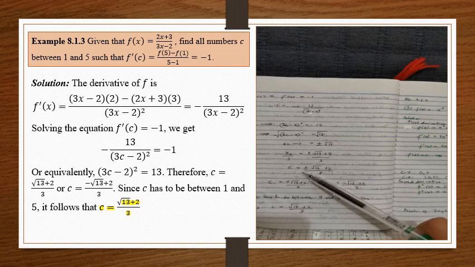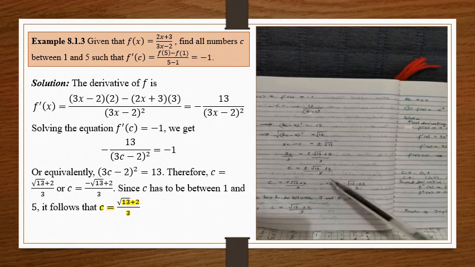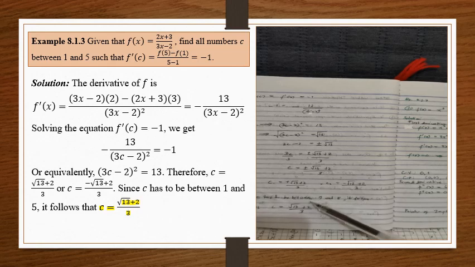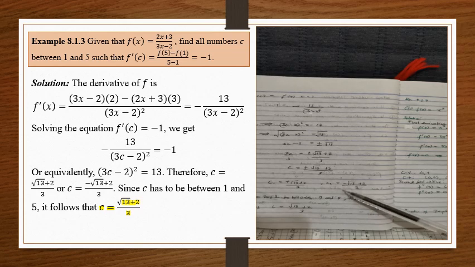So, paghiwalayin natin to, the positive 1 is the square root of 13 plus 2 over 3. And then the negative 1 is the negative square root of 13 plus 2 over 3. So, since ang interval natin is from 1 to 5, ibig sabihin ang i-consider lang natin na values ng c is yung sa positive. So, ibig sabihin rejected na yung sa negative na value ng c.